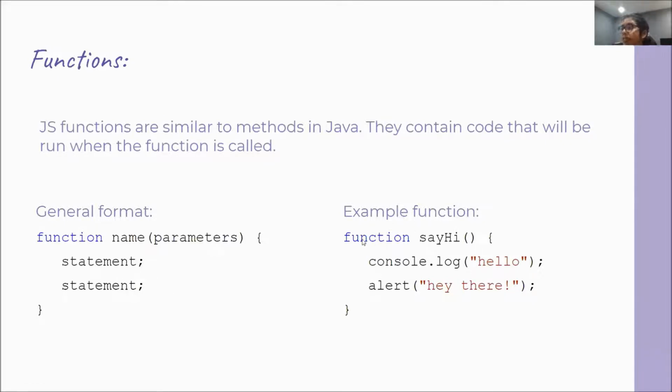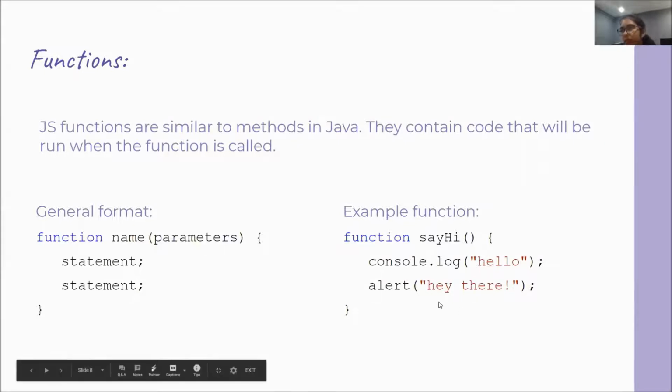An example of this is a function called sayHi, which has no parameters passed in, and I just do console.log hello. Obviously that doesn't show up on the web page, but it will send a hidden message on the console to the coder, and I'll know that the code went inside this function, which means it ran. And it sends an alert. This is something that a viewer on the web page would actually see: an alert box saying, hey there.